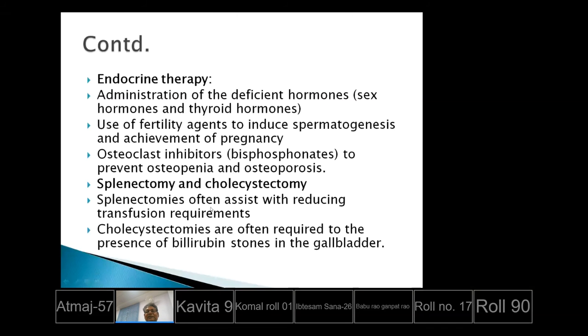Splenectomy assists with reducing transfusion requirement. If there is no spleen, there is no hemolysis and no sequestration of RBC in the spleen. So there is an increased amount of RBC. Therefore, the Hb level is not decreased.